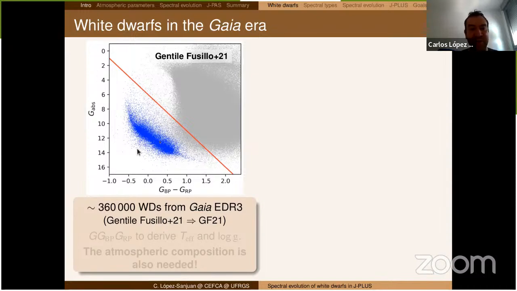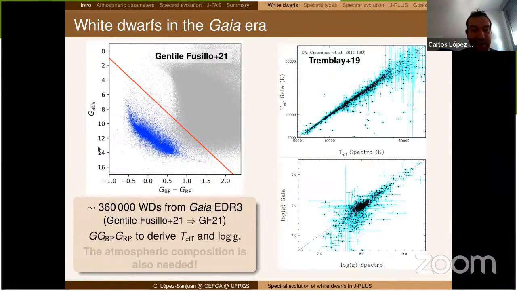In blue, you see all these candidates for white dwarfs. So we have these candidates, and also thanks to the Gaia three magnitudes that Gaia provides, we can compute the effective temperature of the white dwarfs and also the surface gravity. In the right panels, you can see in the upper one a comparison between the effective temperature derived from the Gaia photometry with respect to effective temperature derived from spectroscopy, and you can see a very nice agreement, almost 1-to-1, and the same in the lower panel for log g, for the gravity.